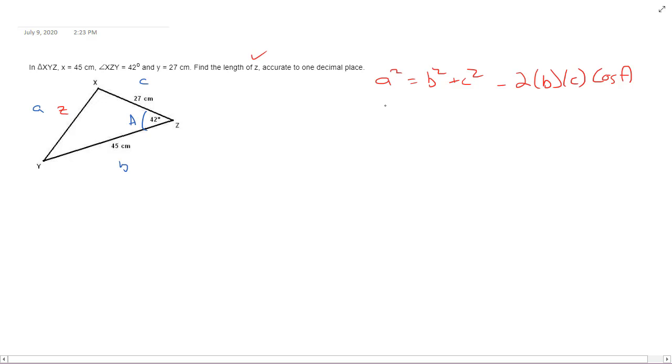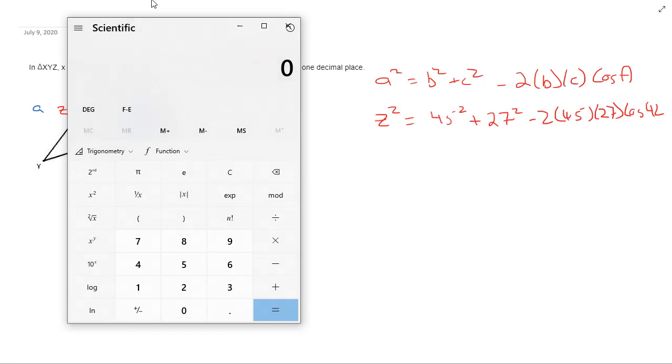We know that a is what we're looking for, so that's z squared. In this case, b is 45, so it's going to be 45 squared. C is 27, which is going to be 27 squared, minus 2 times 45 times 27 times the cosine of angle A, and angle A is 42. Okay, now all we need to do is get our calculators out and enter this in.